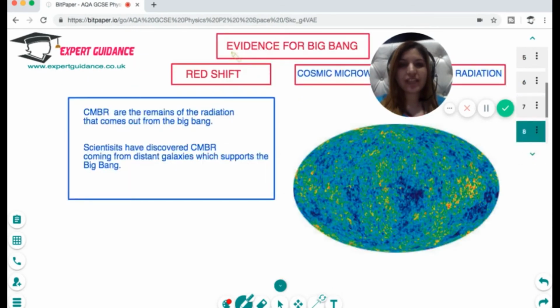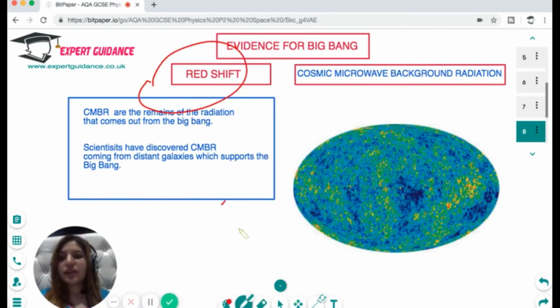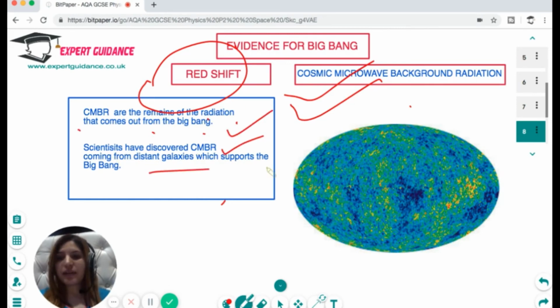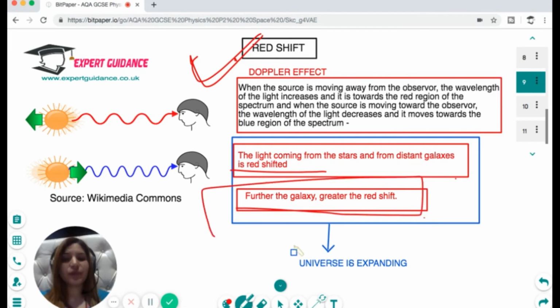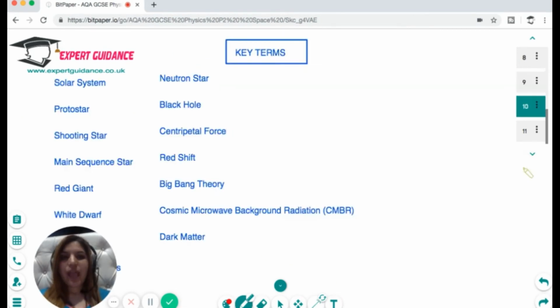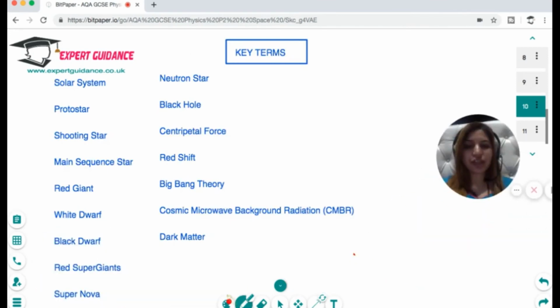And what are the two evidences for the Big Bang theory? One is redshift, that the light coming from distant stars and galaxies is redshifted. And we see cosmic microwave background radiation. These are the remains of the radiation that comes out from the Big Bang, and scientists have discovered CMB coming from distant galaxies, which supports the Big Bang. And the second evidence, as I have explained, is redshift, that the light coming from the stars and from distant galaxies is redshifted, which means that the galaxy is moving away from you and the universe is expanding. Okay, so hopefully now you have understood the different components of this unit.